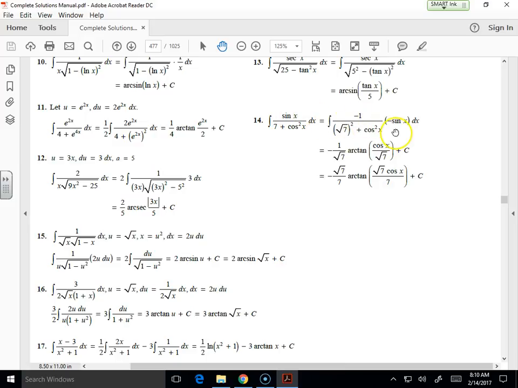Oh, where the negative came from? If u is cosine, du is negative sine, right? Ah, see, that's just du. Now, remember, they do their u sub weird. It should be du over negative sine. The signs cancel, the negative comes out, right? They show theirs differently. But with ours, we would have plugged in du over negative sine, signs cancel, negative pulls out. We have 7 plus u squared.